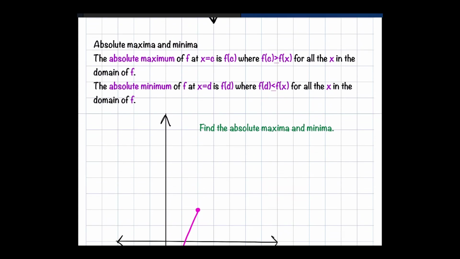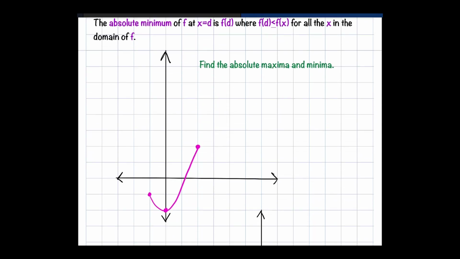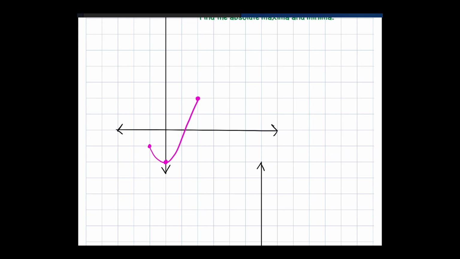Now, that's slightly different from absolute maximum and absolute minimum. So absolute maximum is basically what it sounds like, the absolute max on the graph, and the absolute minimum of the graph. So in this case, what is the absolute maximum? Does it have one? And then what is the absolute minimum?